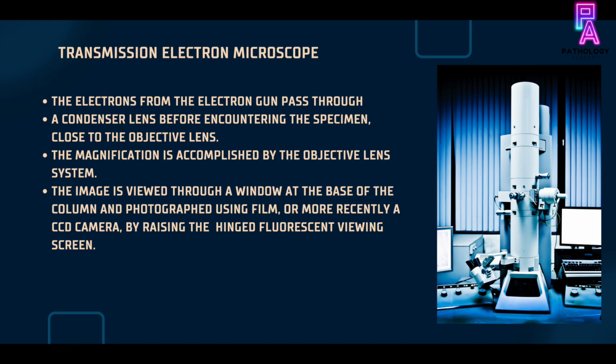In the transmission electron microscope, the electrons from the electron gun pass through a condenser lens before encountering the specimen close to the objective lens. The magnification is accomplished by the objective lens system. The image is viewed through a window at the base of the column and photographed using film or, more recently, a CCD camera or a digital camera by raising the hinged fluorescent viewing screen.